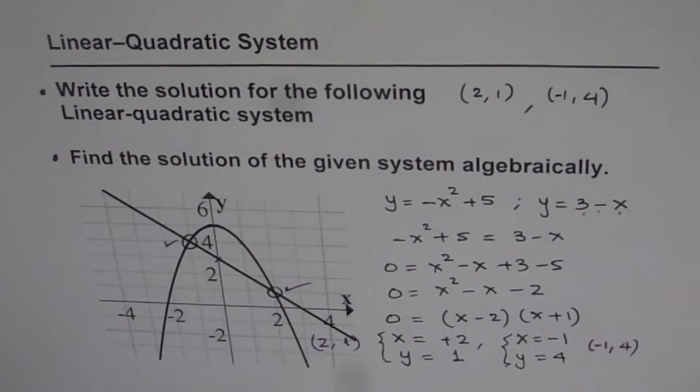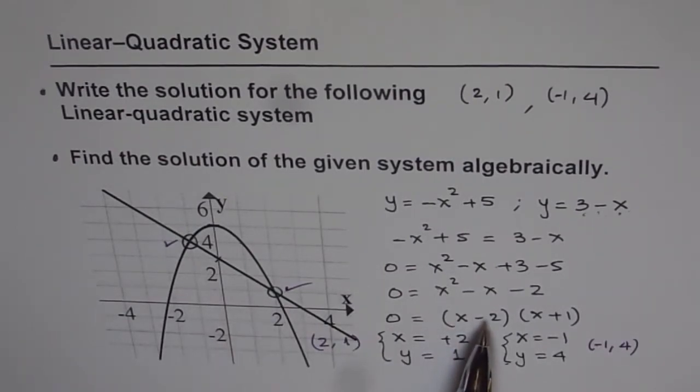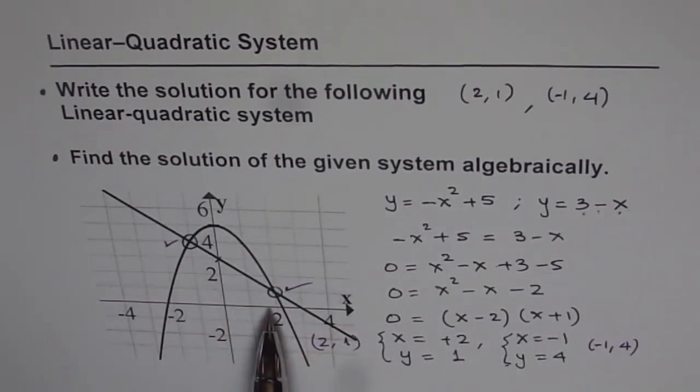You can find the solution graphically or algebraically. Graphically it's easy, but at times it may not be accurate. Algebraically it may take some time to calculate, but you get very accurate results. So those are the advantages.